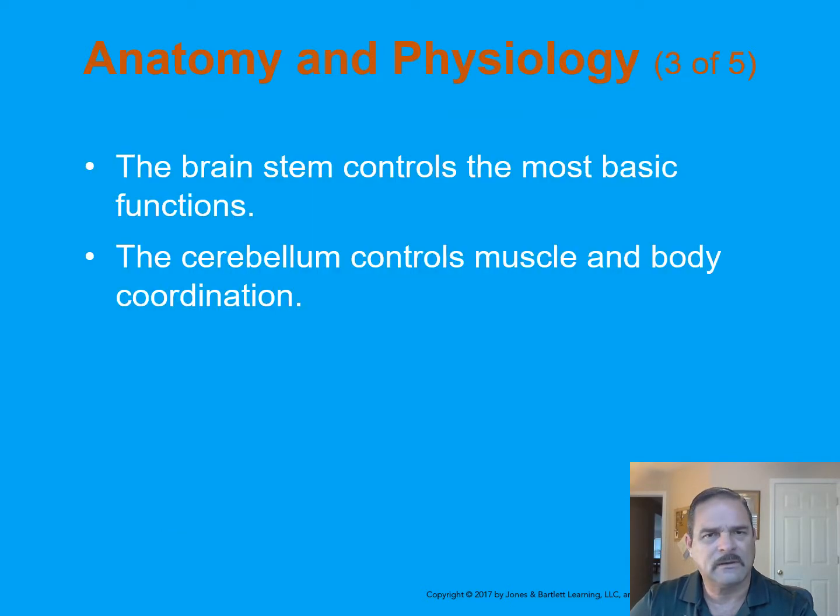All right, so the brainstem controls the most basic functions, the absolute basic functions, and the cerebellum controls muscle and body coordination. So the brainstem's major functions are all your autonomic nervous system functions. And the cerebellum controls the muscle and body coordination, which is more relative to the peripheral nervous system.